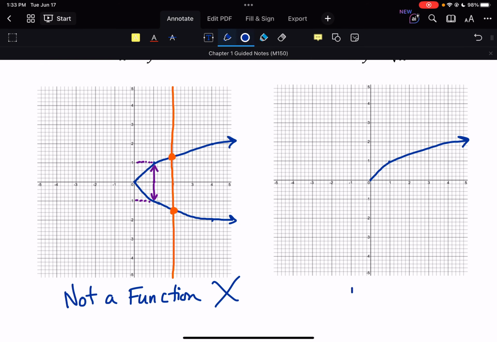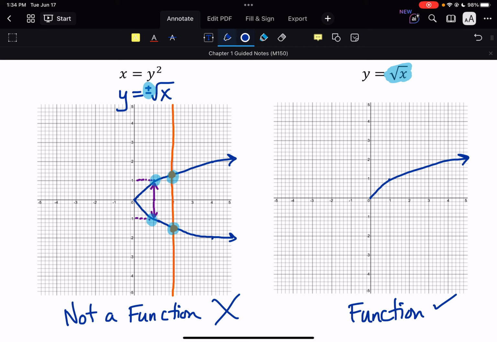So even though they both represent similar things, this first one in this form is not a function, and this second one is a function. So the way that we write them, the way that we set them up, can change what that answer will be.